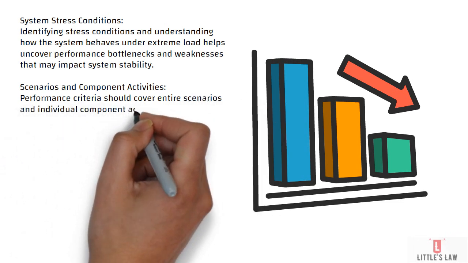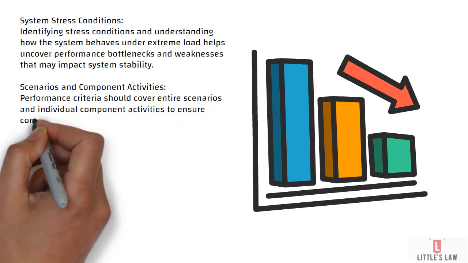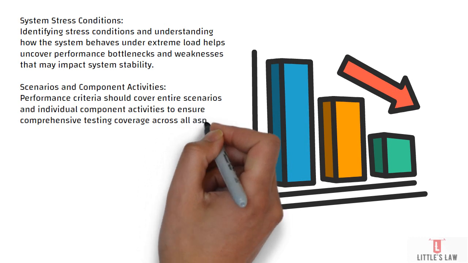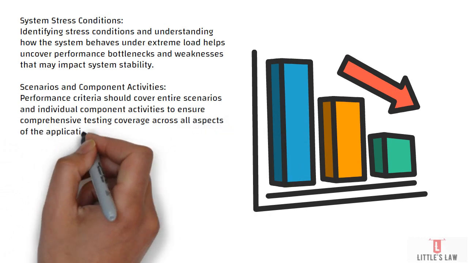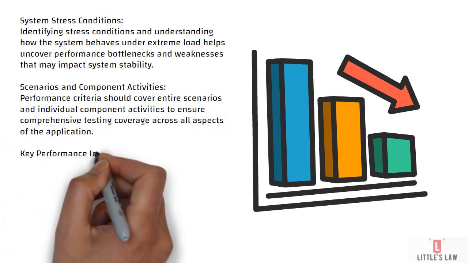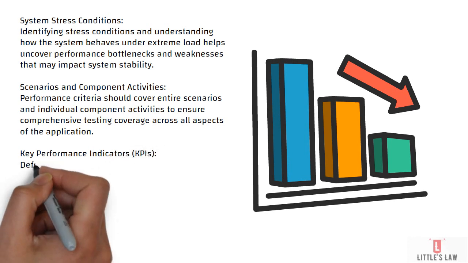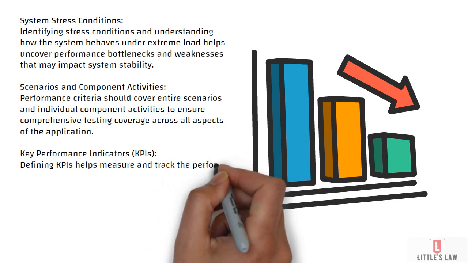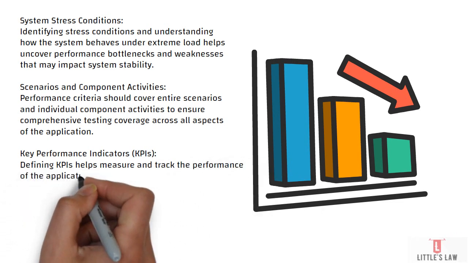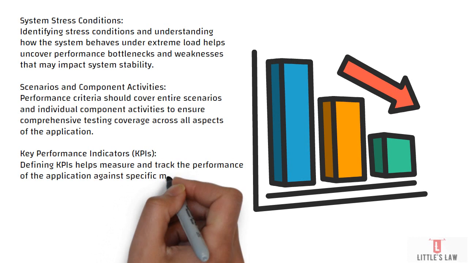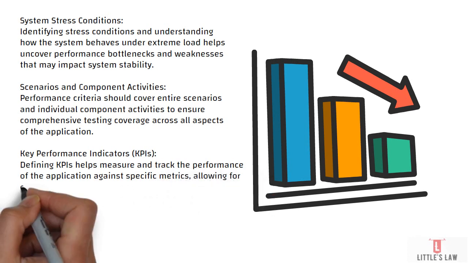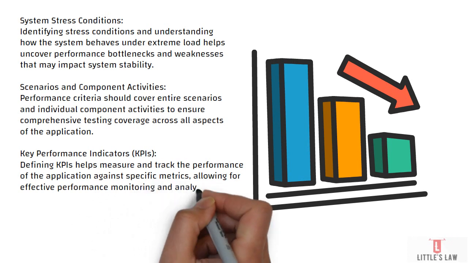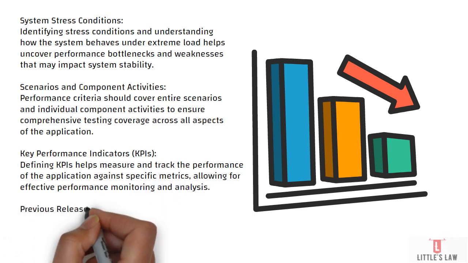And the 10th point, which is the scenario and component activity. Performance criteria should cover entire scenarios and individual component activities to ensure comprehensive testing coverage across all aspects of the application. For example, performance testing covers scenarios like user registration, login, search functionality, and checkout process, as well as individual component activities such as database queries and API calls.